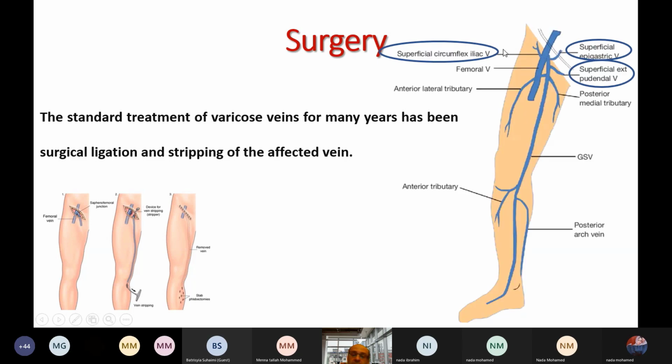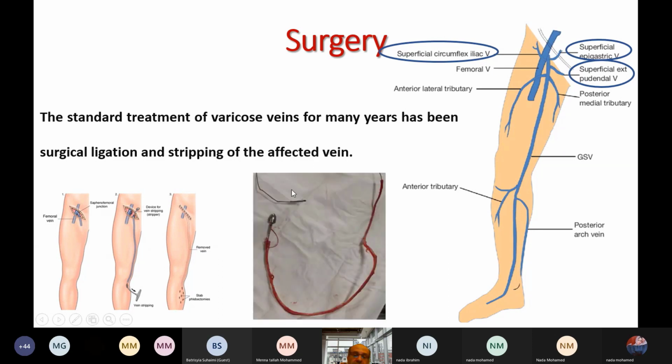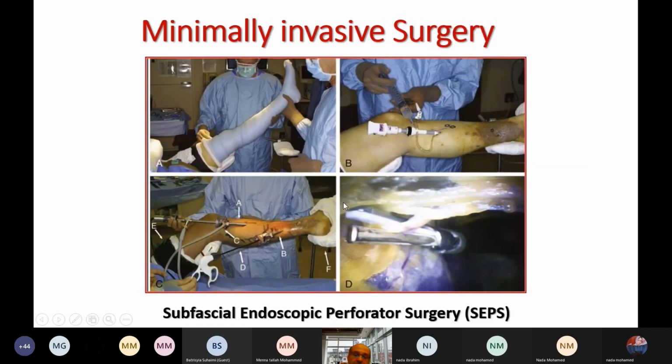It is very important that before doing this, you have to cut these tributaries, the superficial circumflex iliac vein, superficial epigastric vein, and superficial external pudendal vein, before removing the vein, because if you leave these veins present, this will cause recurrence of the varicose veins. After you pull out the vein, the great saphenous or short saphenous will come out within the stripper, as it is seen here.